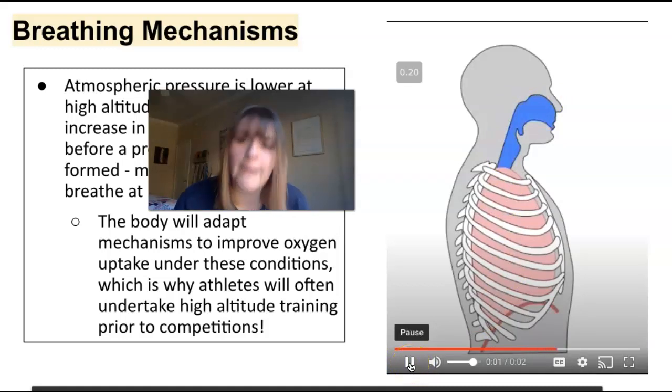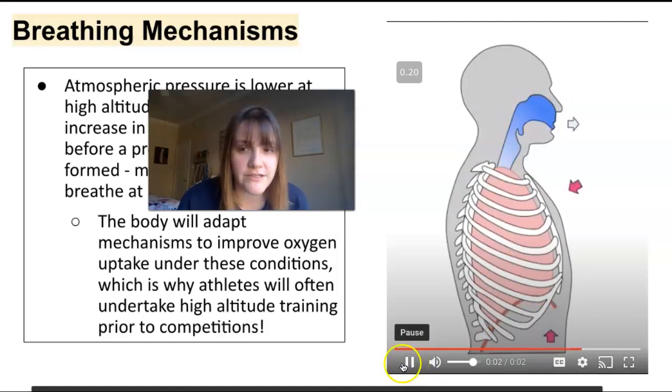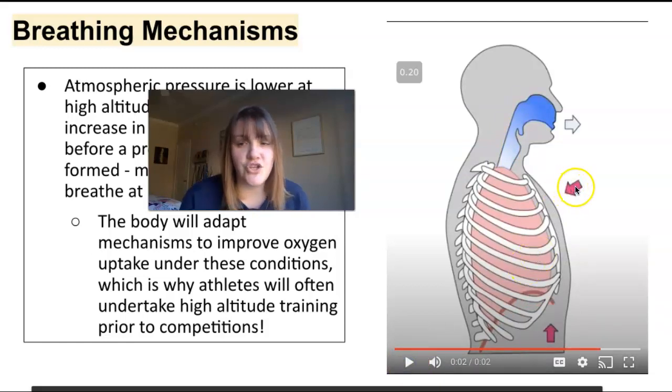And the opposite happens when you breathe out, which we're going to see here. So your chest volume is decreasing. You are kind of expelling the air from your chest. So you're creating really high pressure inside of your chest. And so the air is going to want to move from this high pressure area out into the low pressure atmosphere.